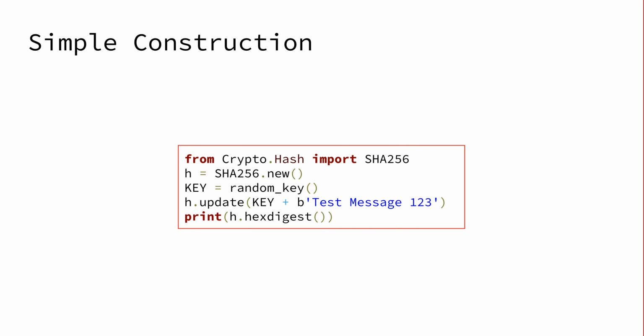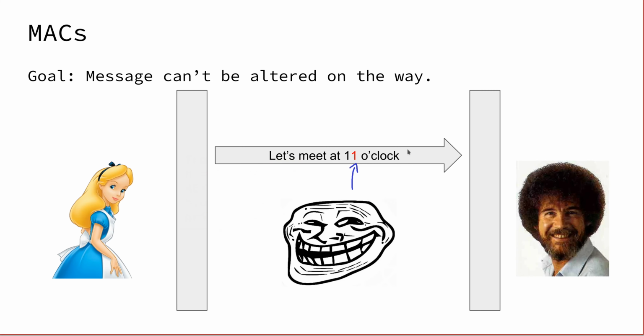Well, for that, let's imagine we're engineers, we want to figure something out. We could come up with this construction. Well, we create a hash function, we take a random key and we hash the key together with our message that shouldn't be altered, and then we have a hash hex digest. This hash we can send along with our original message. So here we just append the hash here.